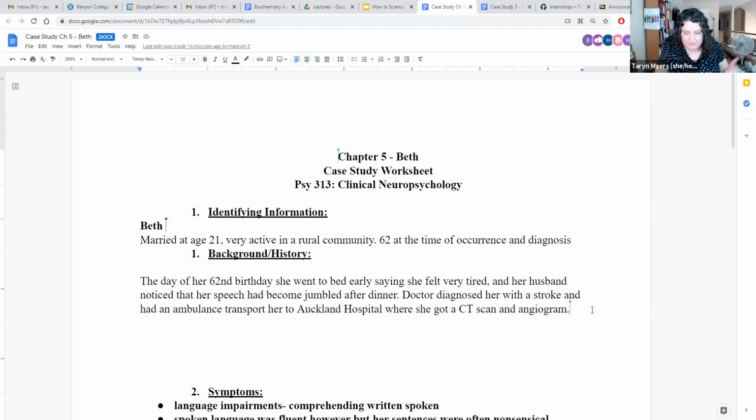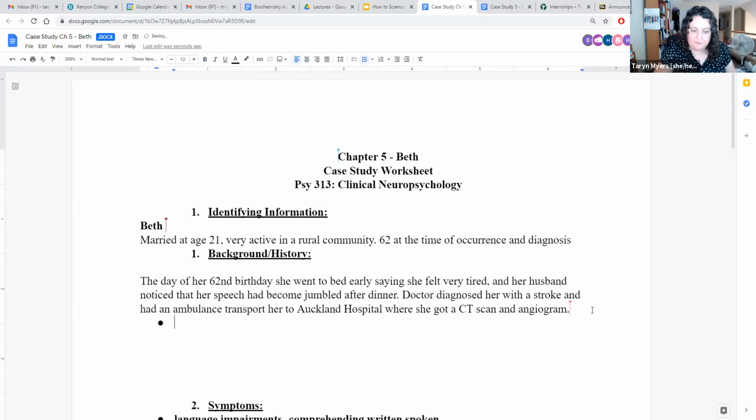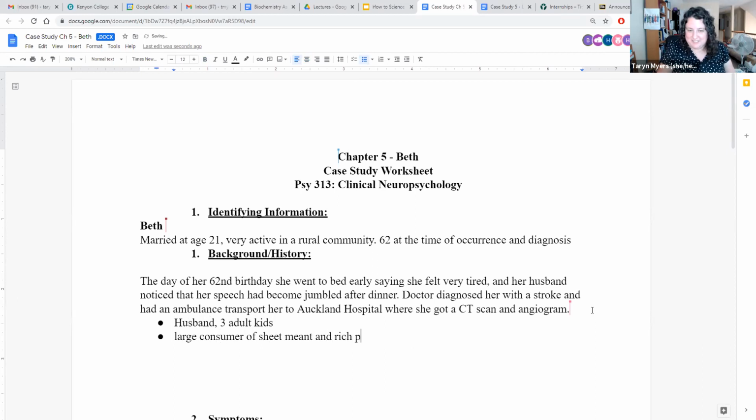Excellent. Yeah. And the only things I would add, and again, these are short, so I can type them myself, is more about her current support system: her husband, and she has 3 adult kids. And the other thing I thought was pretty interesting that they talked about was that, because they were farmers, she was a large consumer of rich dairy products, which didn't help some of her pre-morbid conditions like hypertension. And she was also, like Luke, a heavy smoker.